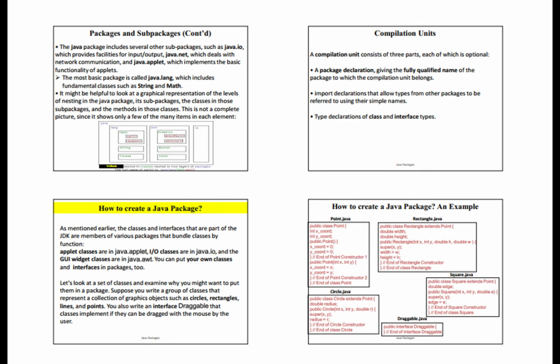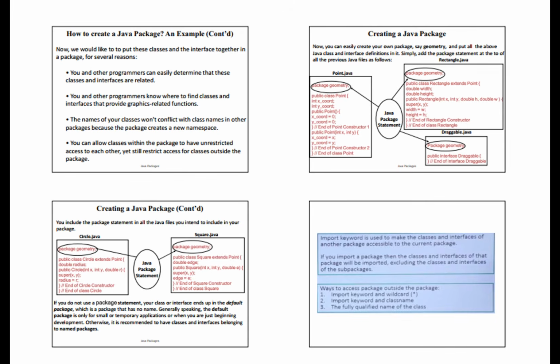Rectangle. public class Square extends Point { double edge; public Square(int x, int y, double e) { super(x, y); edge = e; } // end of Square constructor } // end of class Square.java. public class Circle extends Point { double radius; public Circle(int x, int y, double r) { super(x, y); radius = r; } // end of Circle constructor } // end of class Circle.java. public interface Draggable { } // end of interface Draggable.java. 22/06/2022 How to create a Java package.